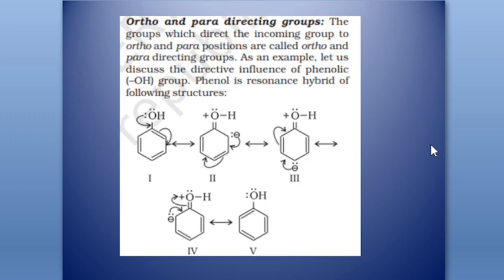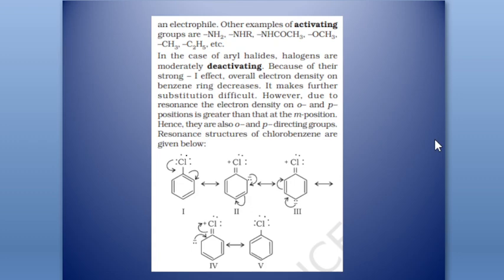Ortho and para-directing groups. The plus groups are always ortho and para-directing groups. So OH group, Cl group, bromine Br group, fluorine group, etc. are ortho and para-directing groups. So the electrophilic substitution will occur mostly in para position and then next in ortho position. The activating groups are NH2, NHR, NHCOCH3, COCH3, CH3, C2H5, etc. In case of aryl halide, the halogens are moderately deactivating because of their strong minus I effect.